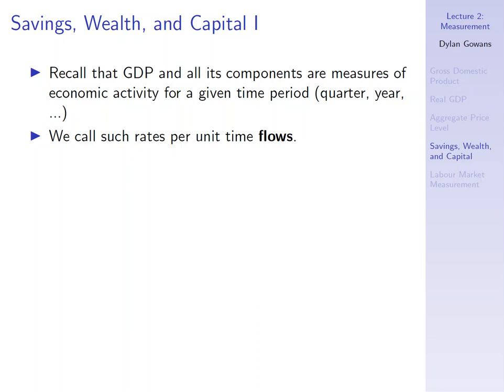So first I want to talk about the difference between the concept of a flow and a stock. Using the examples we've talked about, recall that GDP and all its components are measures of economic activity for a given time period. Because it's for a given time period, we call such rates per unit of time a flow. So in other words, this is the amount of income that is flowing to me, say, in a given time period. Or it's the amount of income that is flowing to the economy in a given time period. This is different than a stock.